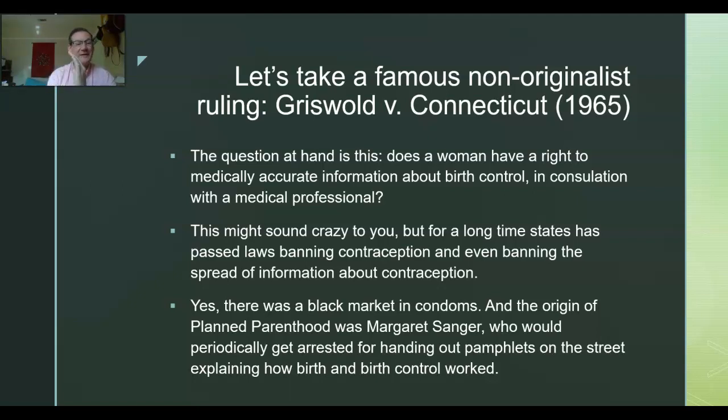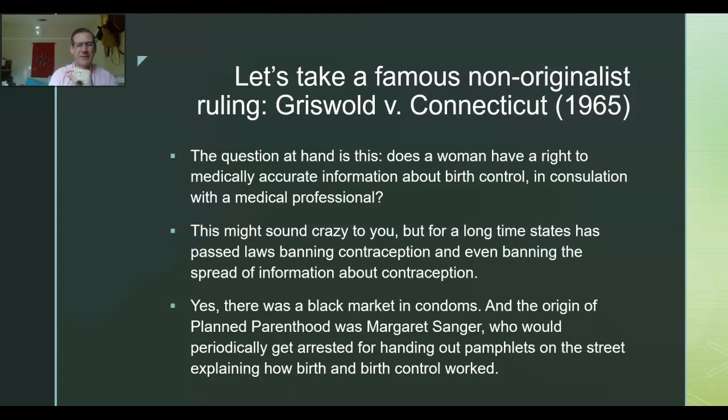Right? And states for a long time had banned sharing of information about contraception and contraception itself. And so, yeah, there was a black market in condoms. Of course there was, because people still want to have fun, and they do want to try to have some family planning, okay?